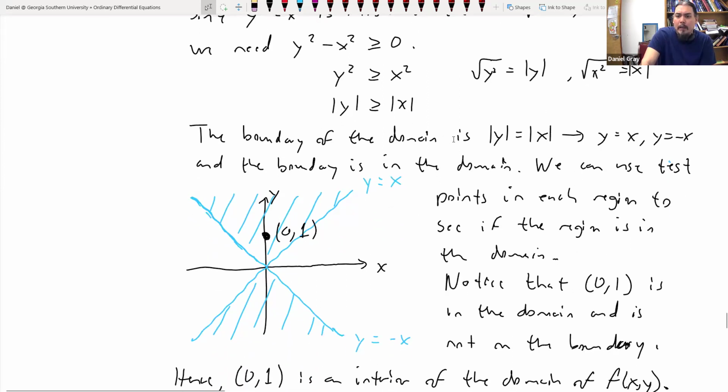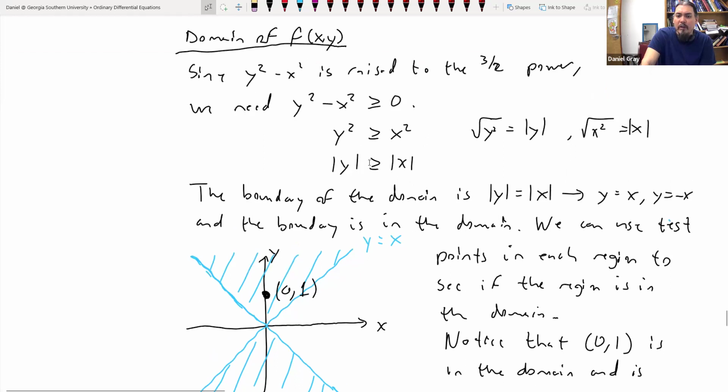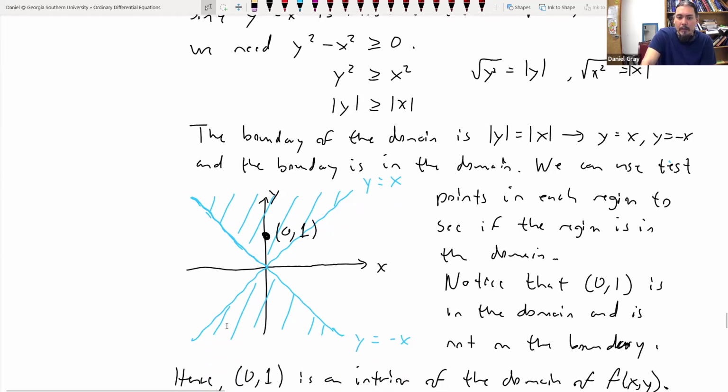The boundary of the domain will be when the absolute value of y is equal to the absolute value of x. Then that means that either y is equal to x or y is equal to negative x. So let's draw a picture of the domain. You can see in solid blue lines over here that I've drawn y equals x and y equals negative x. The reason I drew them as solid lines is because they are part of the domain. We're allowing for the absolute value of y to be greater than or equal to the absolute value of x. So I drew them as solid lines.